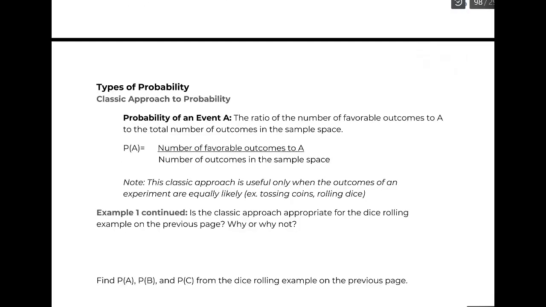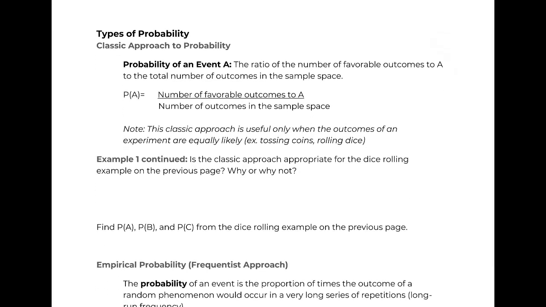All right, so there's 3 types of probability. We have the classic approach to probability. That's what this part is all about, part 4. So if we're talking about the probability of an event, this is just how many ways A can happen over how many ways the entire outcomes could go, right? So all the things in the sample space.